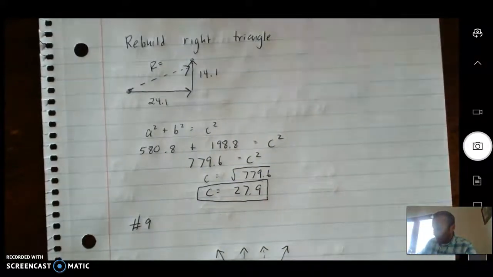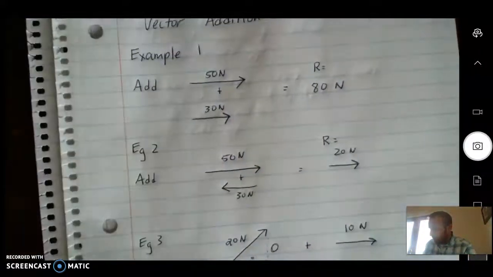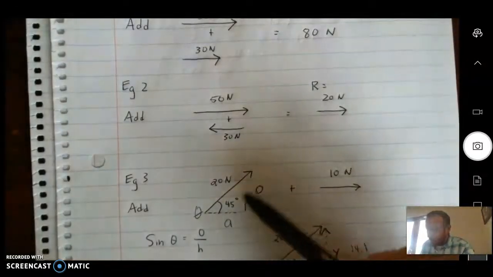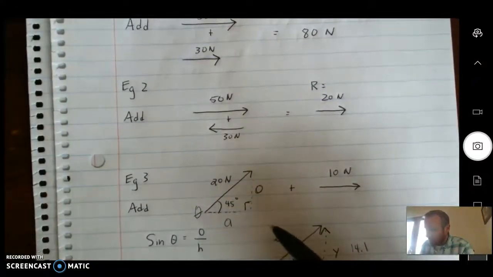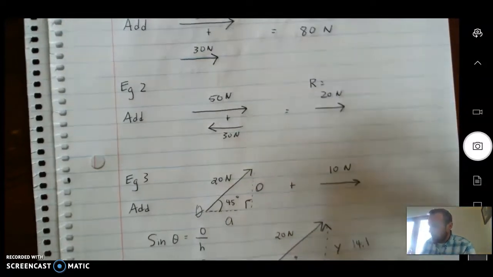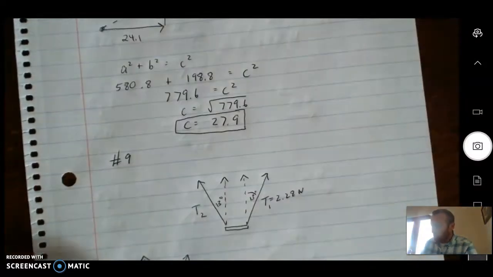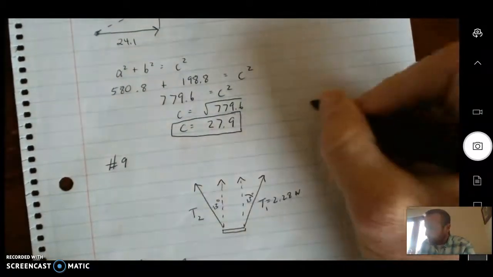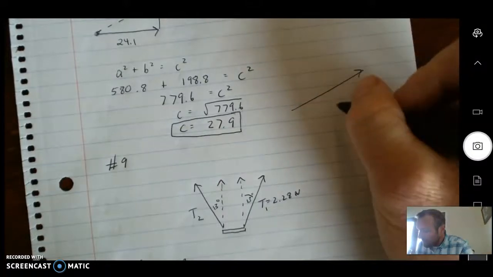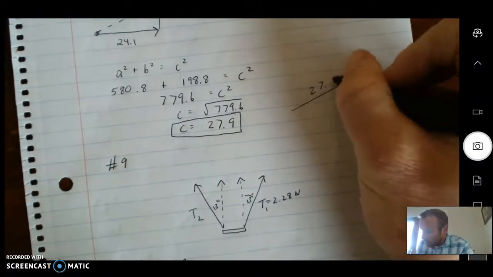When I add these two vectors, okay, a 20 Newton vector at an angle of 45 degrees plus a 10 Newton vector pointing straight to the right, those turn into basically one vector pointing northeast with a magnitude of 27.9.